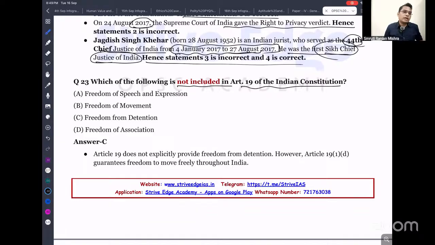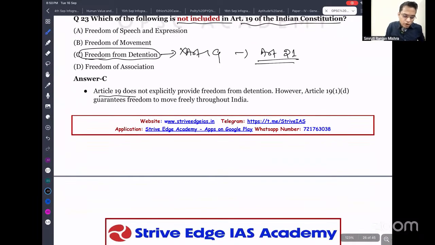I think you know that Article 19 is talking about freedom of speech and expression, movement, association, all these things. So freedom from detention is not included in Article 19; rather it is included in Article 21. Article 21 provides for the right to life and liberty, which also includes freedom from detention. So Article 19 does not explicitly provide freedom from detention.